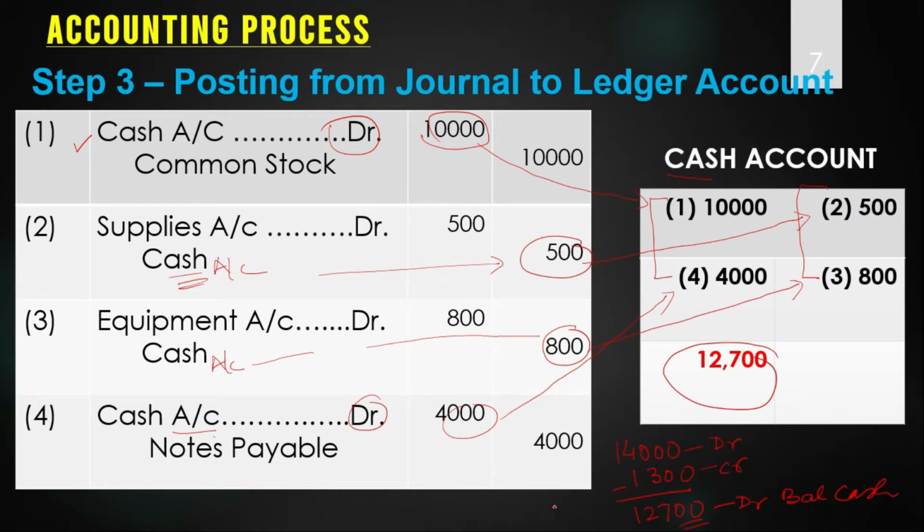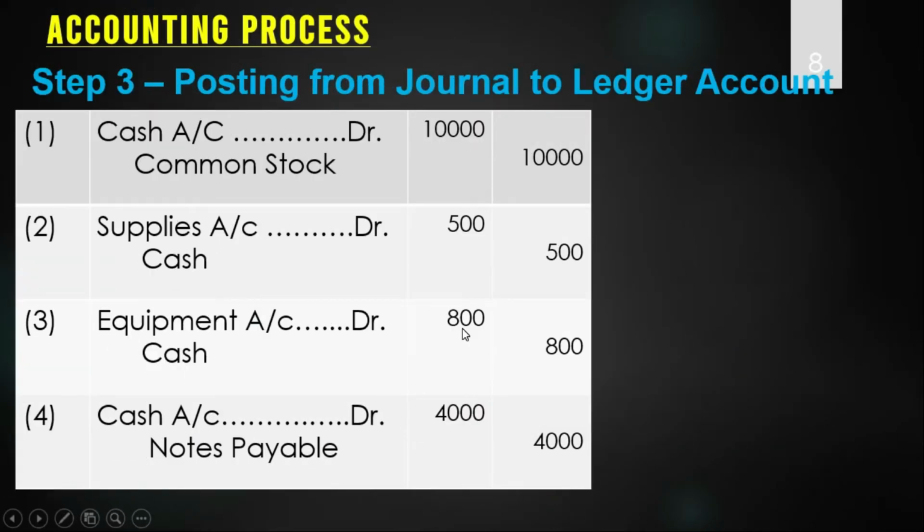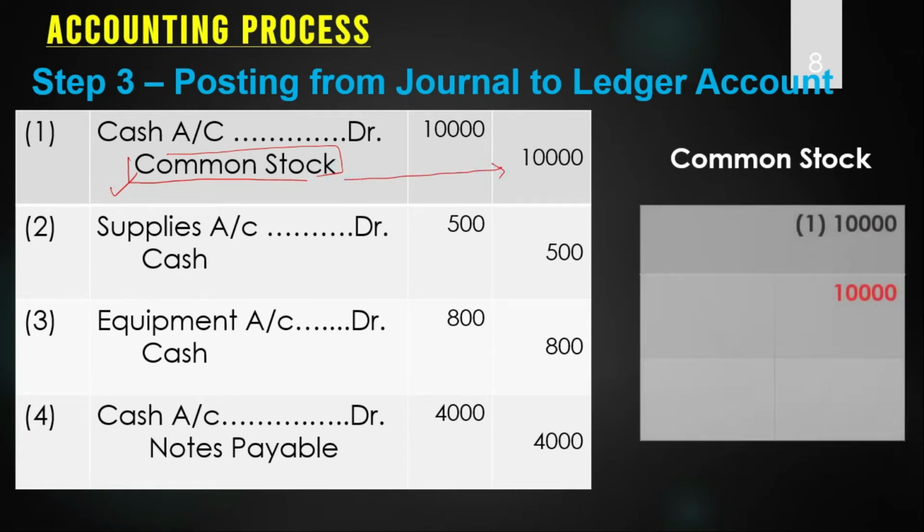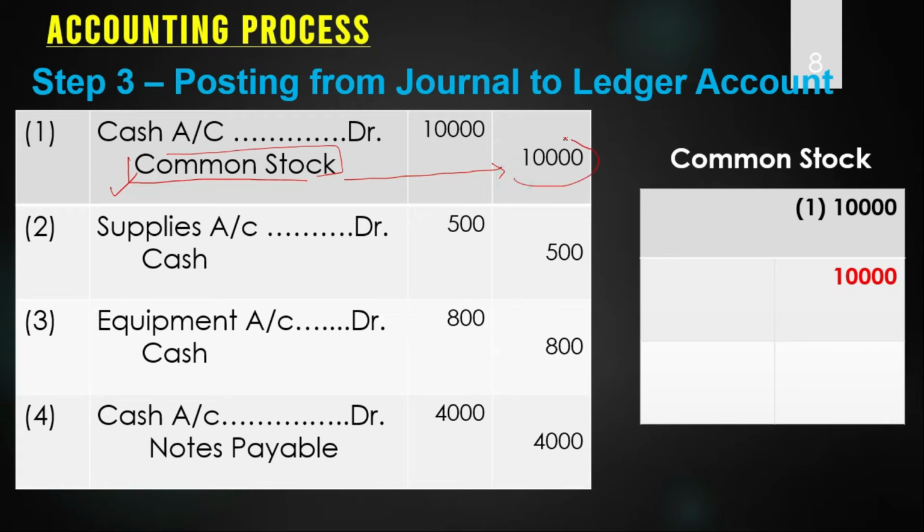Okay, so first account is done. Now come to the second account. With the same transactions, after cash, what do we get? After cash, we get common stock. So the second account to be prepared is common stock. Let us take the 2 sides, debit and credit. Common stock first of all is credit, so on the credit side I will post it. That's why this 10,000 has been posted to the credit side.